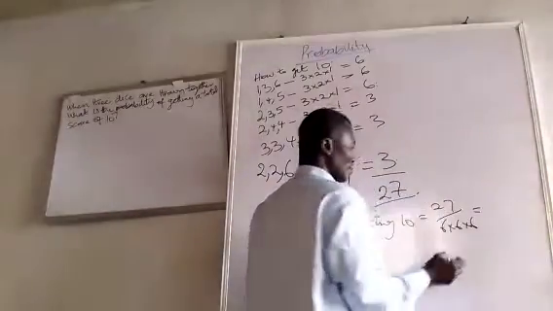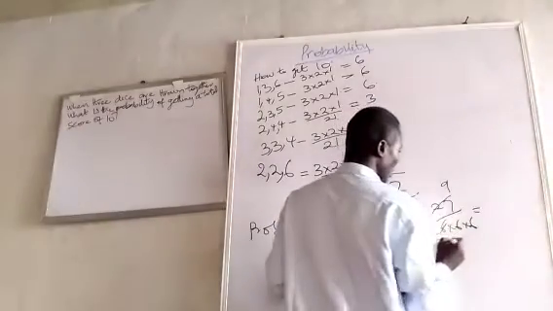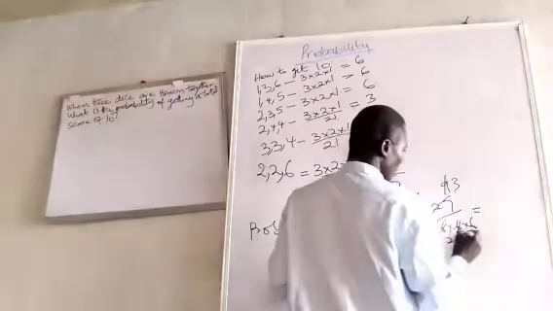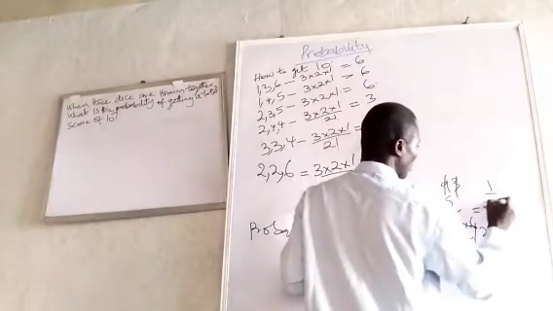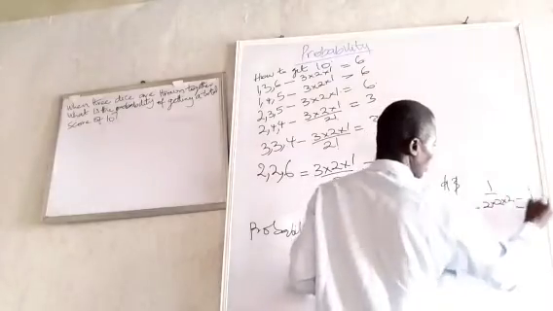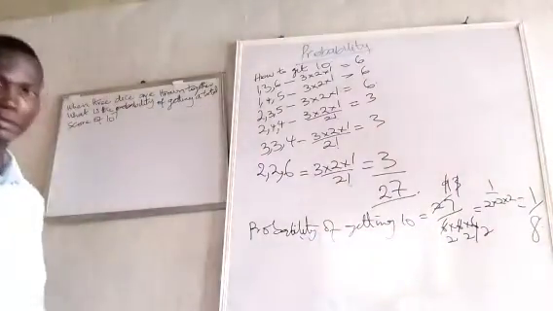And that's going to be, let's see, 3 here is 9, 3 here is 2. 3 here is 3, 3 here is 2. 3 here is 1, 3 here is 2. So it's going to be 1 over 2 times 2 times 2, which is 1 over 8. So that's the probability of getting 10 from 3 fair dice.